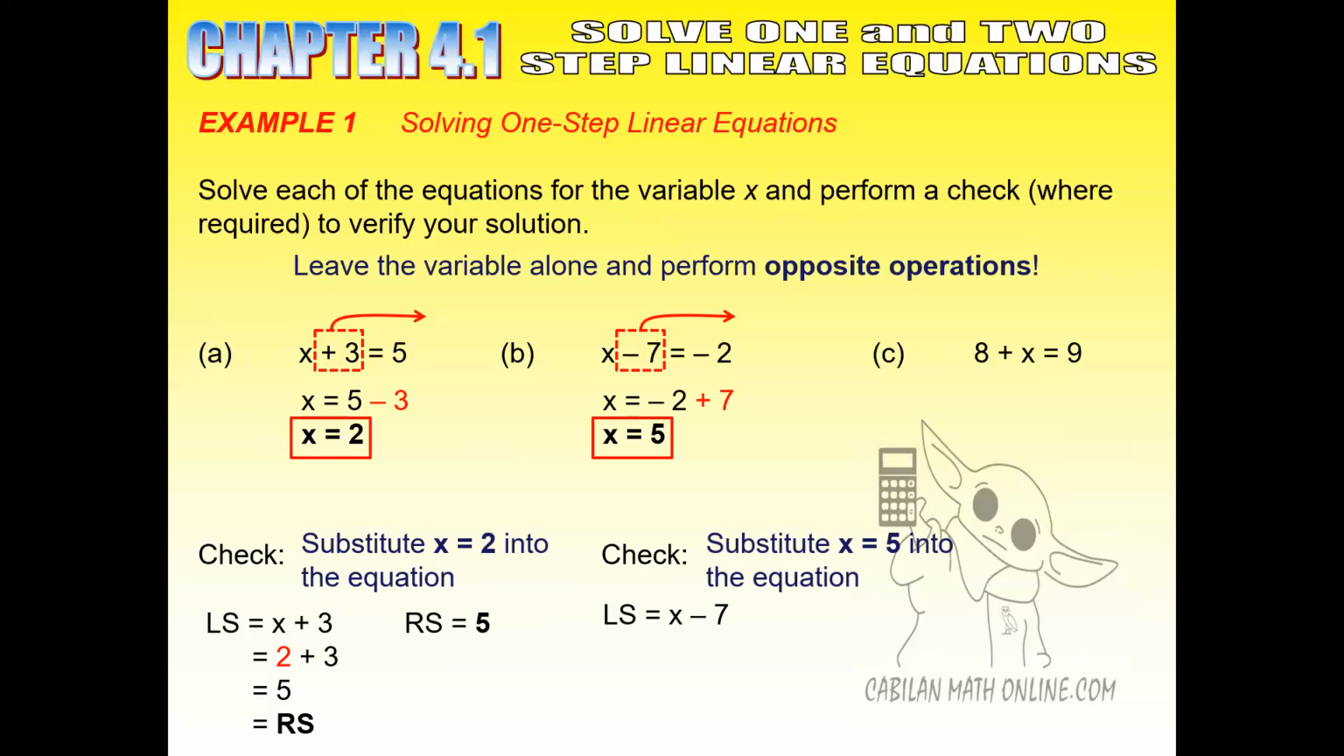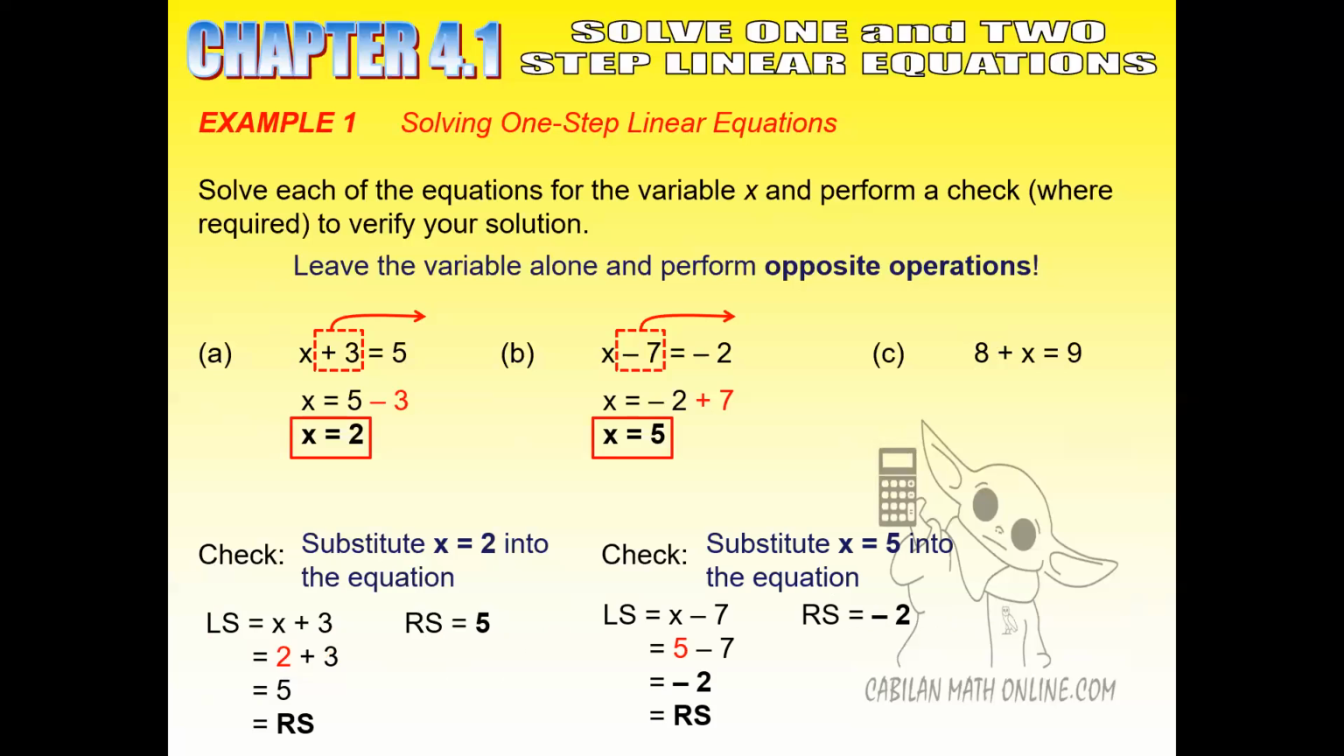Now, before we do that, I forgot to do the check for the previous one. So we're going to check our solution for the previous example by breaking it down to left side and right side. The left side here is x minus 7, and the right side here is negative 2. When we put in the 5 for the x, 5 minus 7 gives me negative 2. So that gives me the right side there.